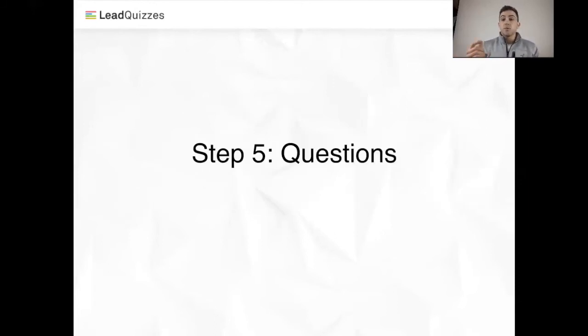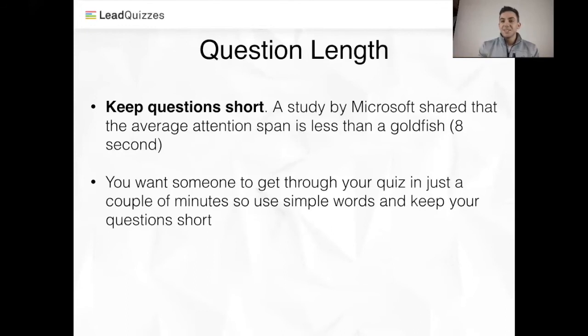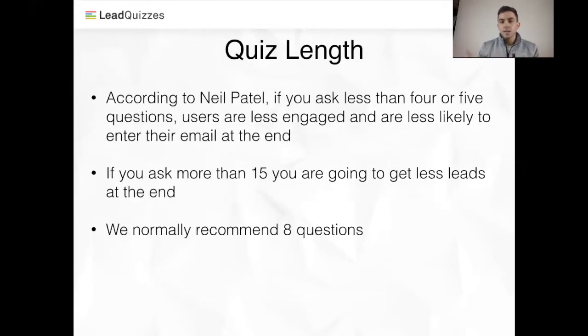Step 5 is coming up with questions. Now this is a crucial part because these are going to be what people are going through throughout the quiz. As you guys can see here, a study by Microsoft shared that the average attention span is less than 8 seconds. That's unbelievable to me, but it makes sense because of all the different information people are getting thrown at every day. So you really have to stand out and in a short amount of time. You also want somebody to get through the quiz in just a couple of minutes. So use simple words and keep your questions short, get them to the results page, get them to your compelling offer.